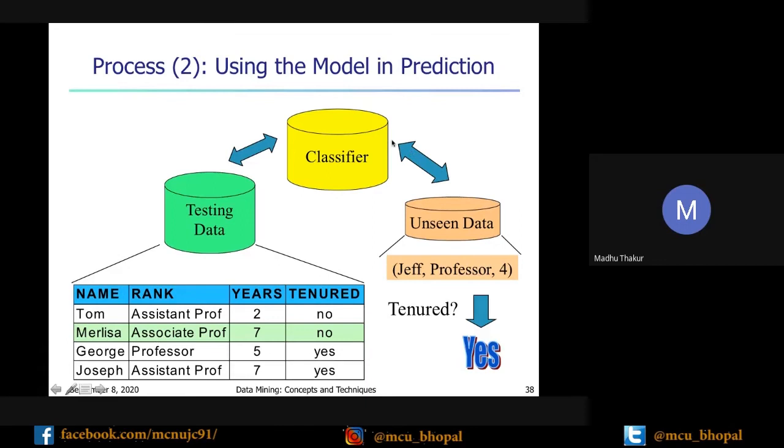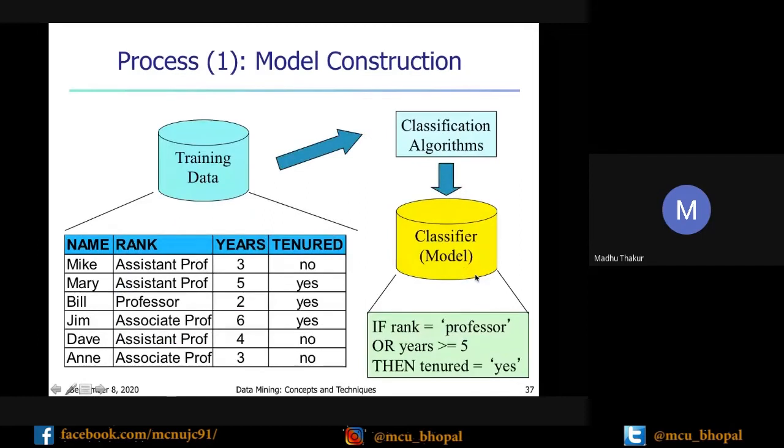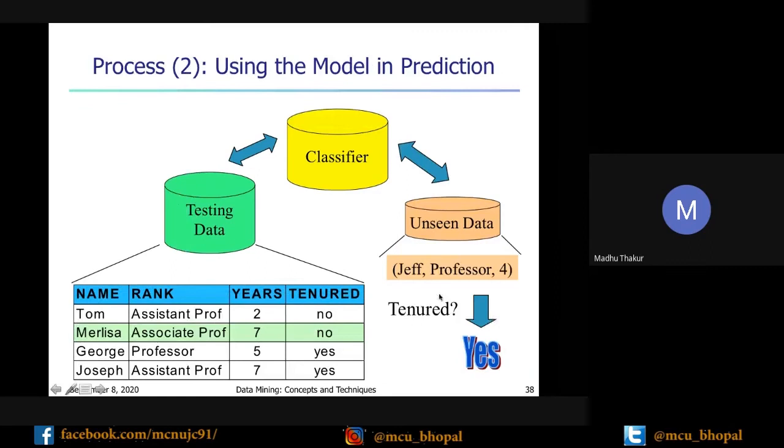Once you have trained the model, now you can test it for unknown cases. When unseen data comes, for example Jeff is a person whose post is professor and whose years is 4. Based on this rule, either one of the conditions should be satisfied. The first condition is satisfied, which means this Jeff will go in the yes class. Like that you can test your object with an unknown label.